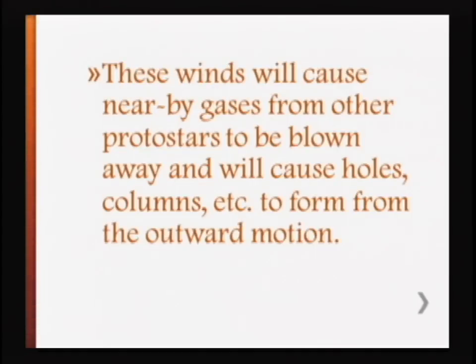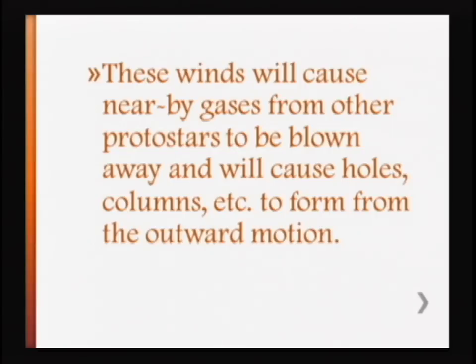Now, when these solar winds come off, they are incredibly energetic. You still have all this gas left over from the initial clump that's forming into our star. Because these winds are so energetic, it's going to cause these nearby gases from other protostars, as well as material from the original star, to be blown away. And you're going to have holes, and columns, and all kinds of things.